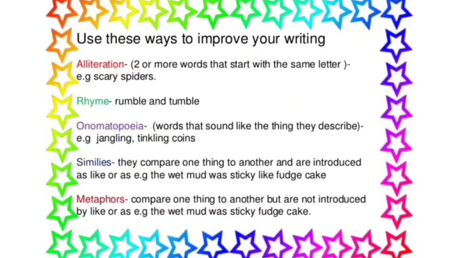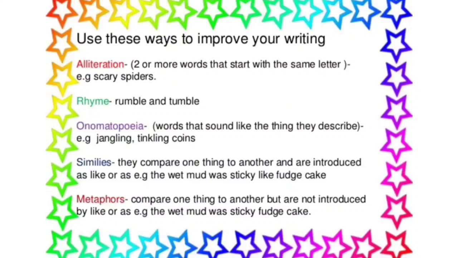Now, use these ways to improve your writing. Alliteration: two or more words that start with the same letter. Example, scary spiders. Means use some rhyming scheme or some poetic devices, literary devices, etc. Rhyme: rumble and tumble. Onomatopoeia: words that sound like the things they describe. Example, jangling, tickling, and tinkling coins.